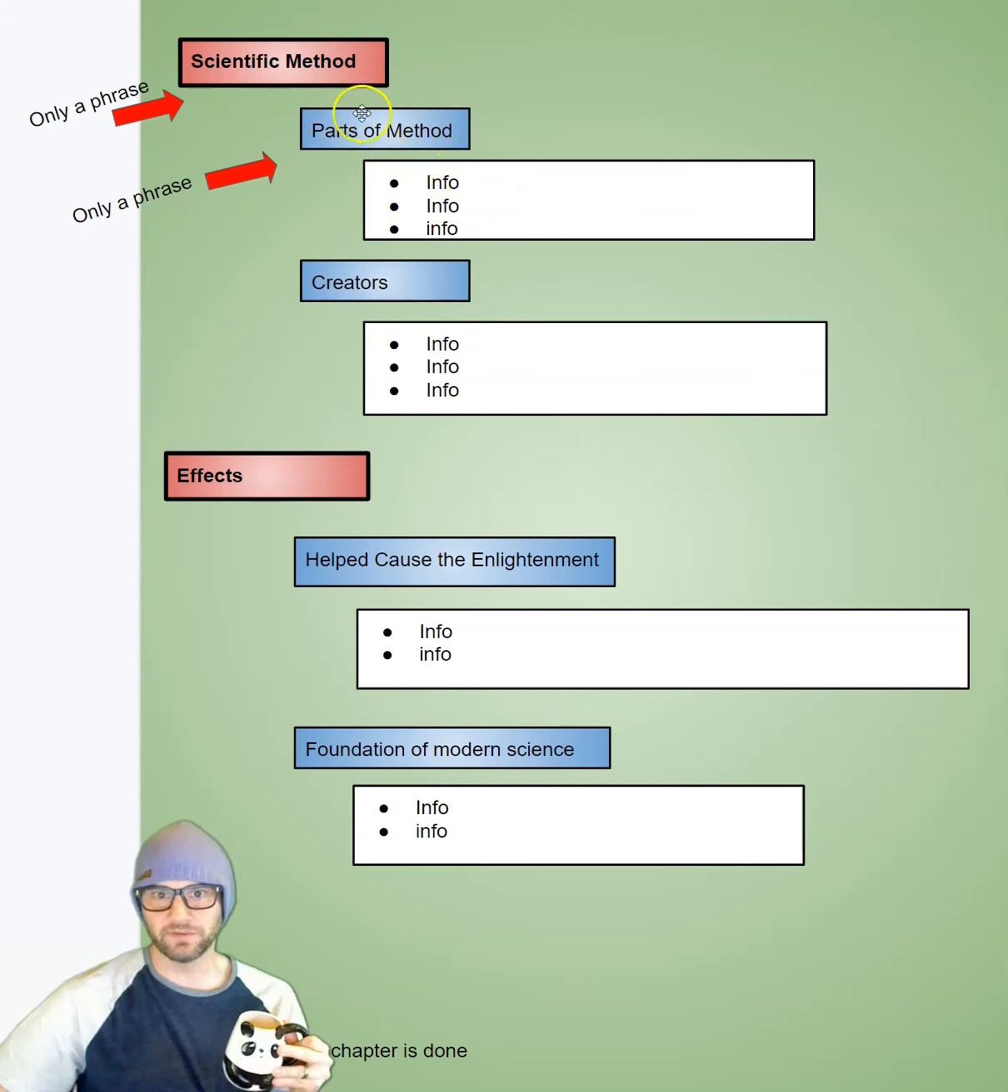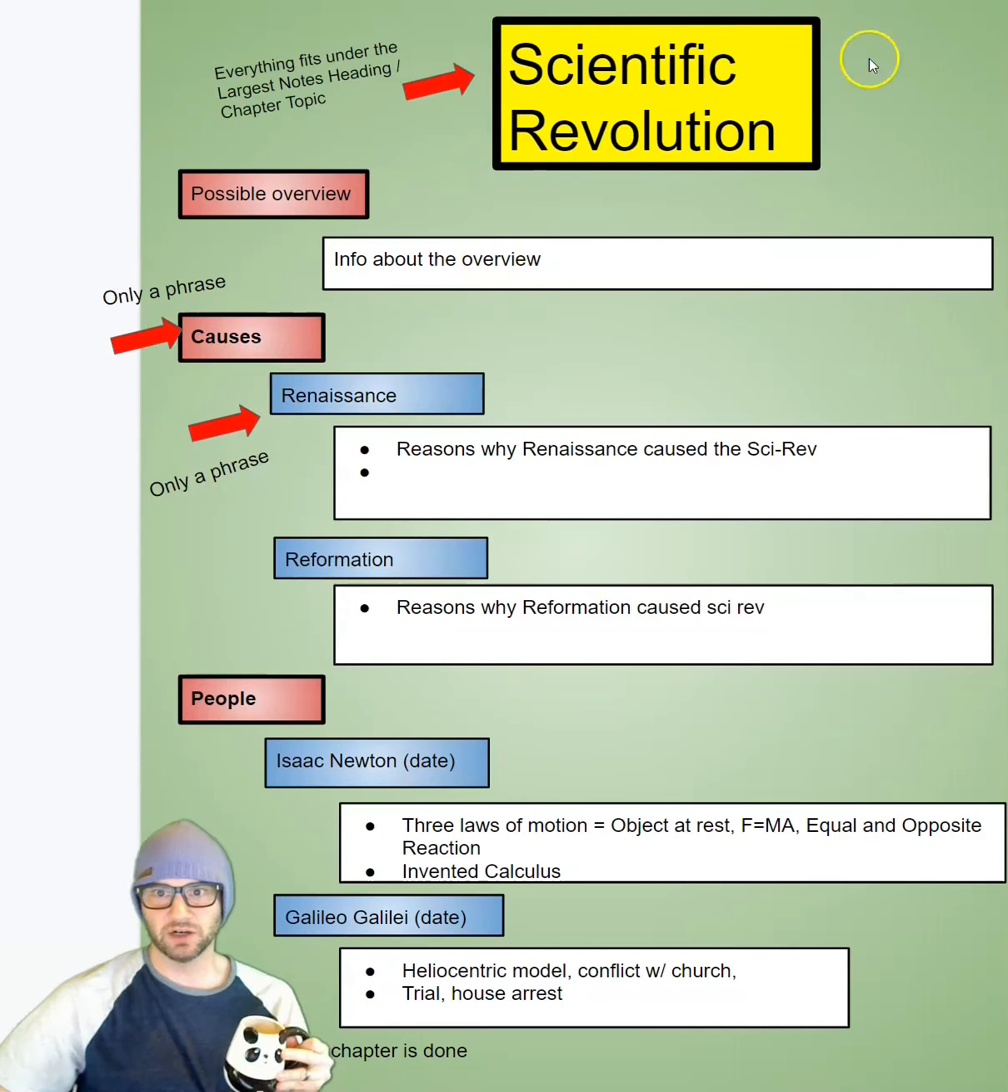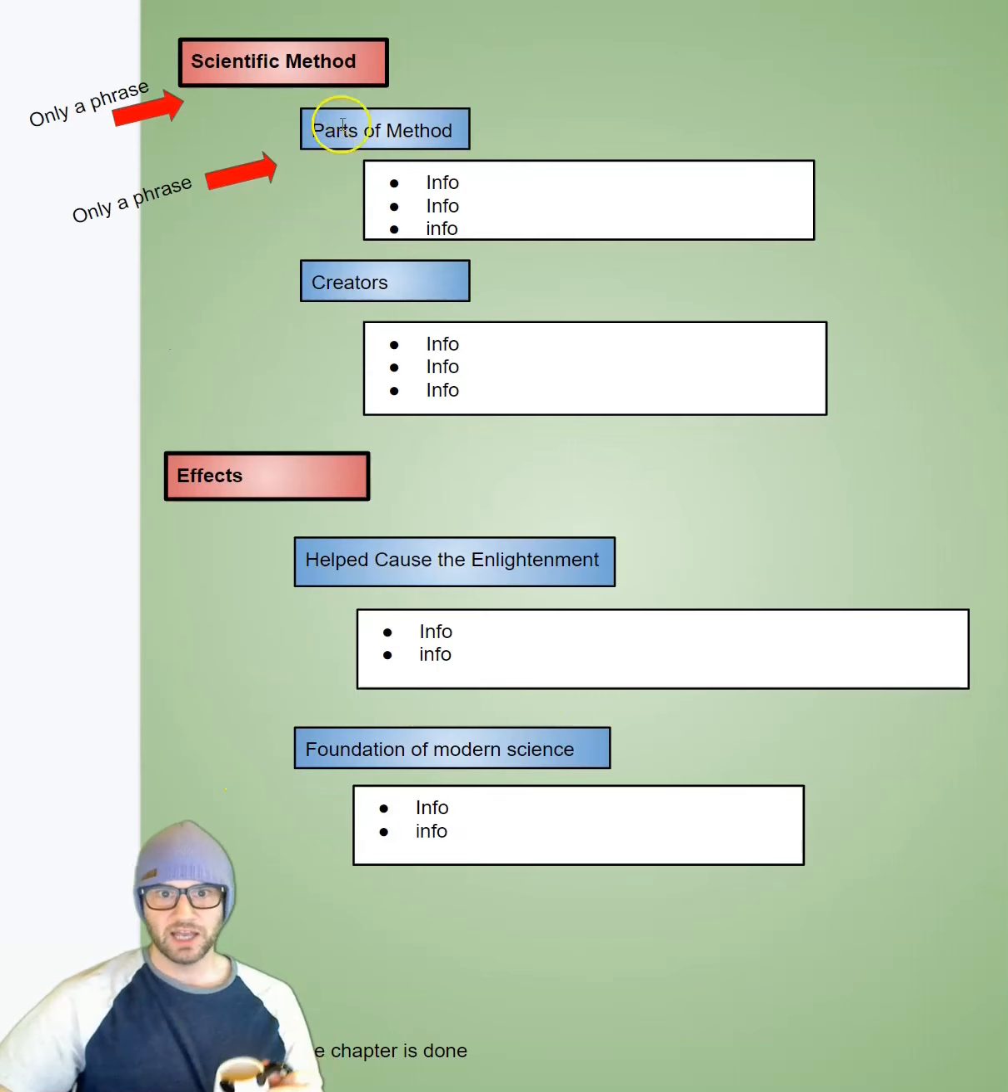Oftentimes, let's say your notes heading is the scientific revolution, I'd try to have 2 or 3 of these big things, causes, people, something like that. And then, you be the judge. If there's 3 causes, you're going to 1, 2, 3 and take notes on each cause. If there's 3 people, you'll be 1, 2, 3 and take notes on the 3 people. If the scientific method, if you can just take the notes on the method and feel good about that, that's fine. If you want to break it into the parts of the method and the creators, that's fine too.